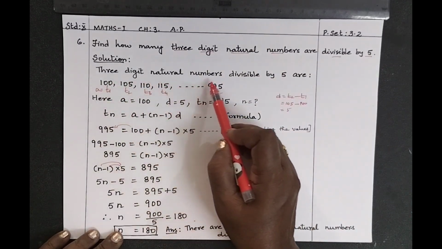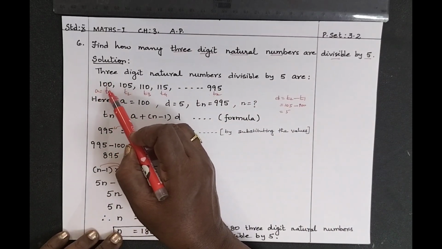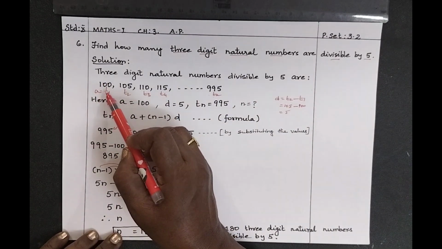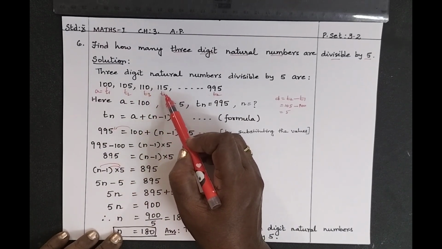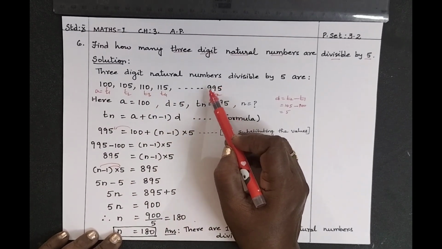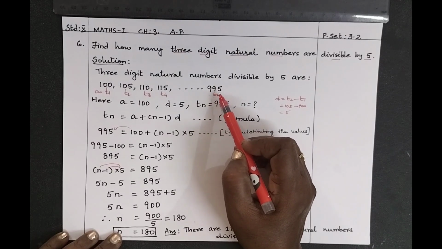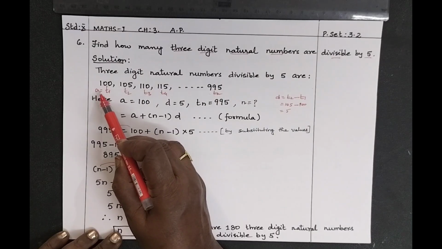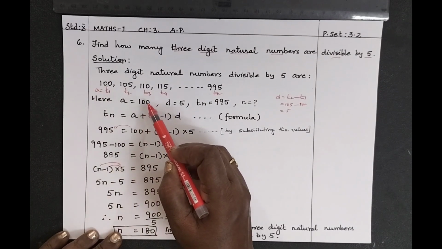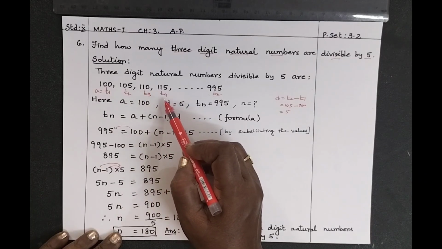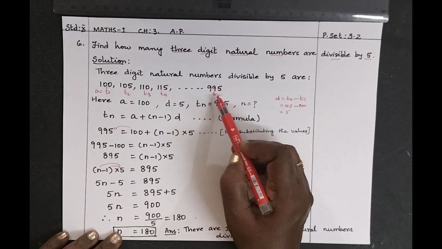The first 3-digit natural number which is divisible by 5 is 100, next is 105, next is 110, then 115, etc. The last 3-digit number which is divisible by 5 is 995. So therefore, the first term A is 100. T1 is 100, T2 is 105, T3 is 110, T4 is 115 and Tn is 995.